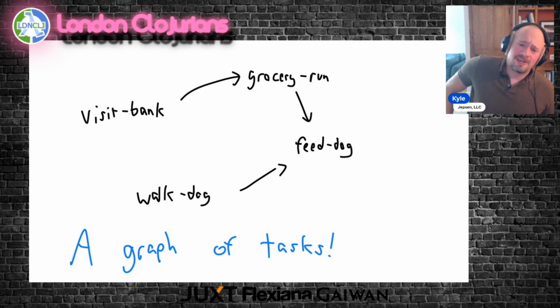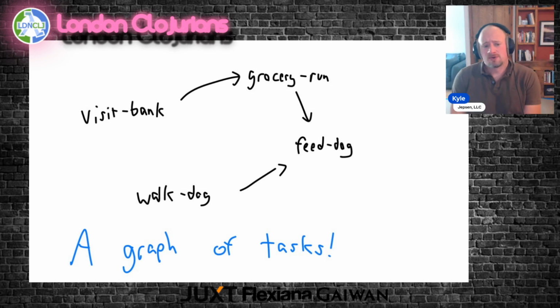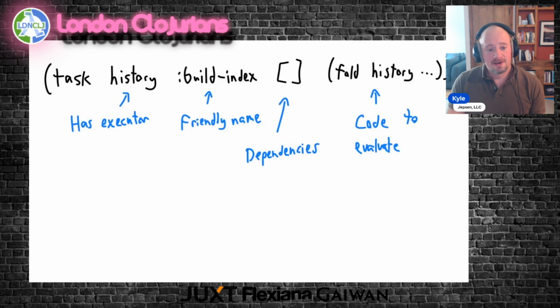So thinking logically, if I have a graph of tasks I want to perform, like I want to eventually feed the dog, but to do that, I need to first take the dog for a walk and I need to get food at the grocery store. And I can't go to the grocery store until I visit the bank. I'm going to make this first class in the executor. I'm actually going to have a graph of tasks represented in the executor itself. In fact, the executor queue is literally just this graph.